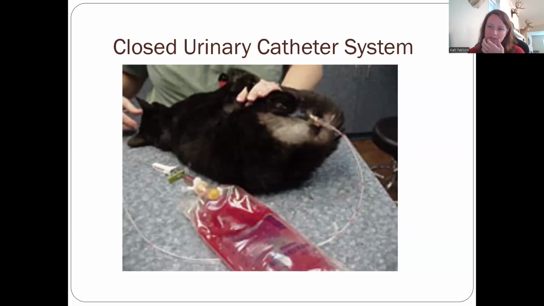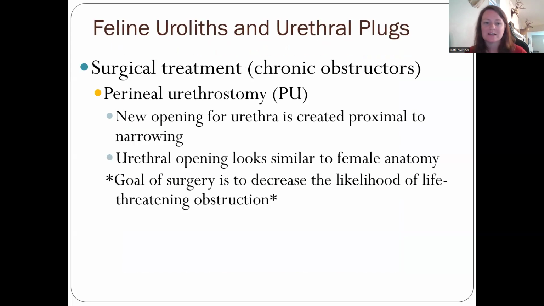So that's how you place a urinary catheter. You kind of saw how complicated that can be. The next thing, if this becomes something that happens more than once, chronic obstructors, they will do a PU surgery, so perineal urethrostomy. Basically, they create a new opening for the urethra proximal to the narrowing. And so it looks similar to a female cat. Urethra opening looks similar, like I said.